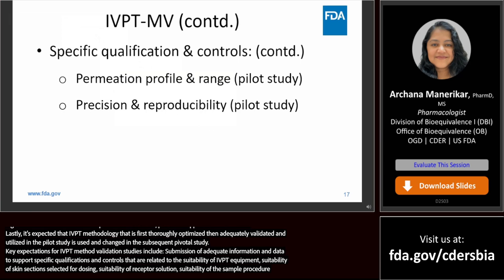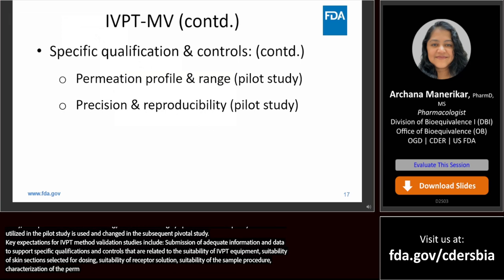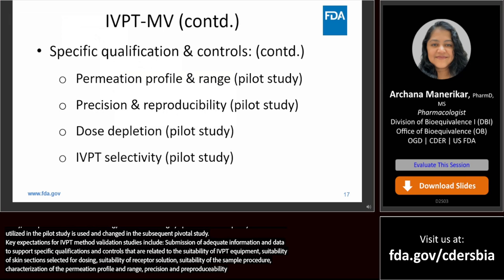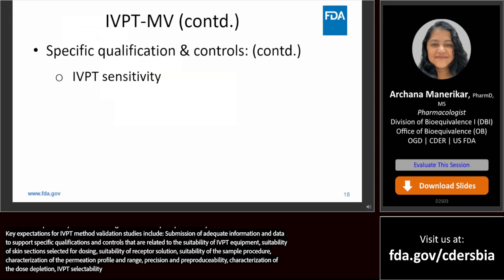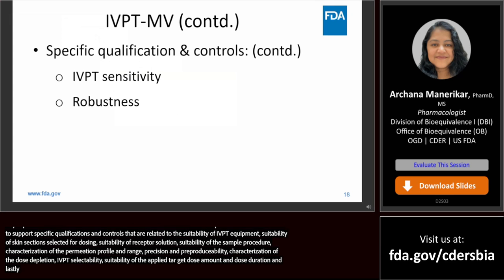characterization of the precision and reproducibility of results, characterization of depletion of the applied target dose over the study duration, validation of the method selectivity, consistency of ambient study conditions, suitability of the applied target dose amount and dose duration, and lastly, submission of study results that are supportive of method robustness, if available.